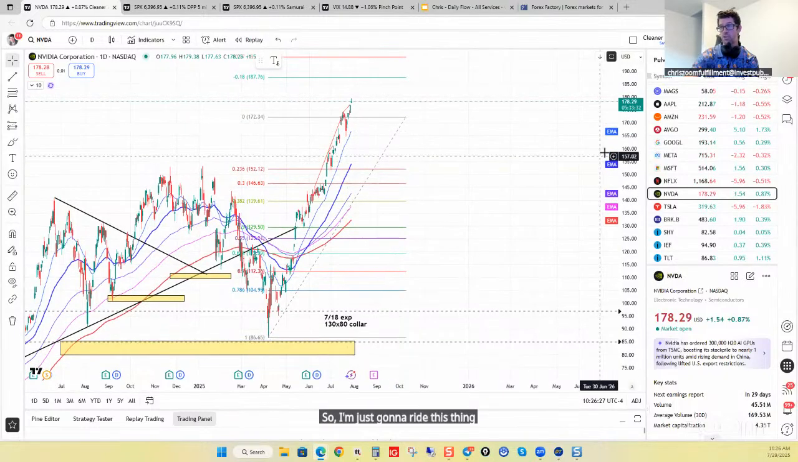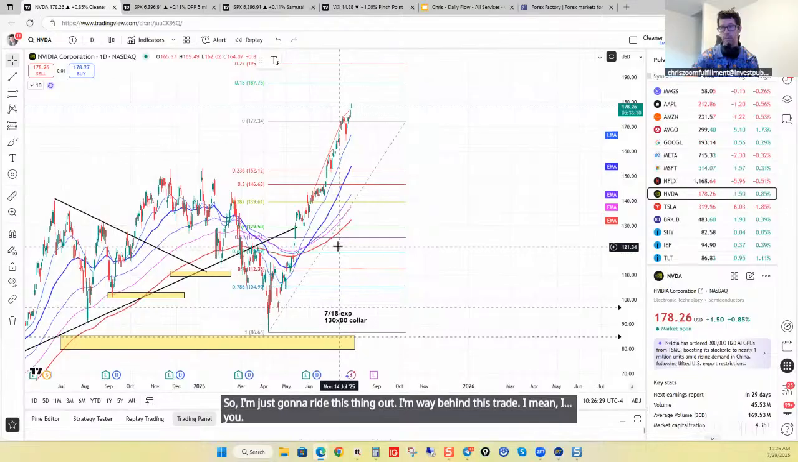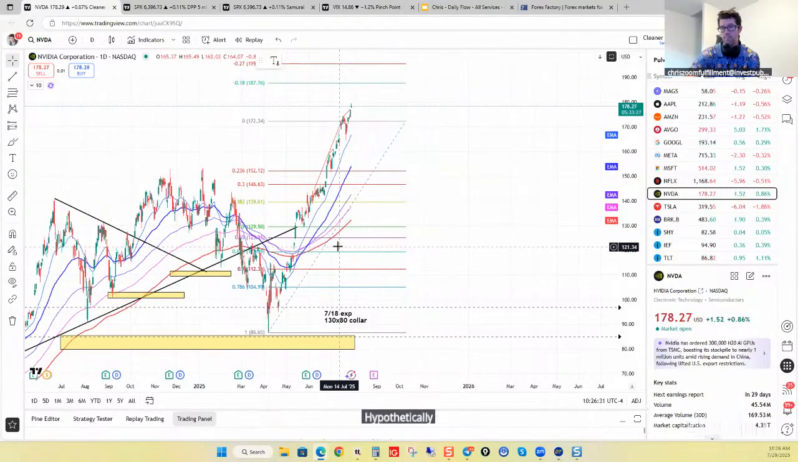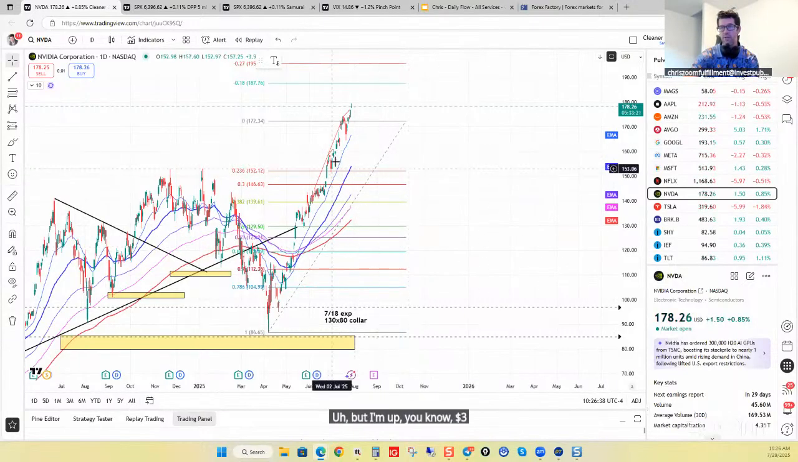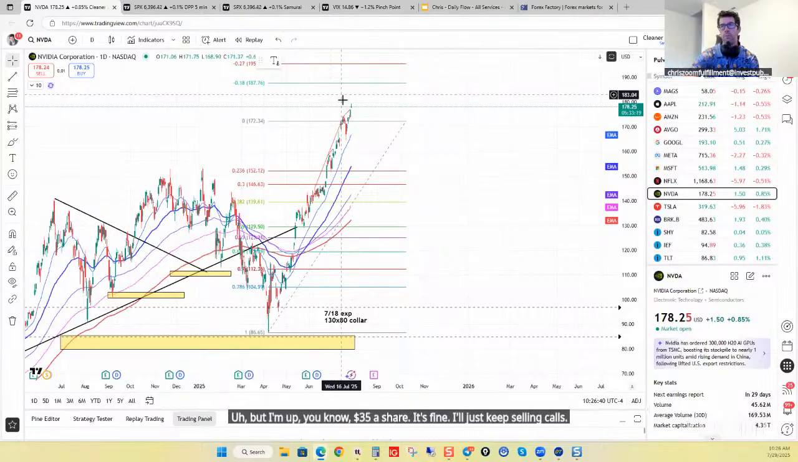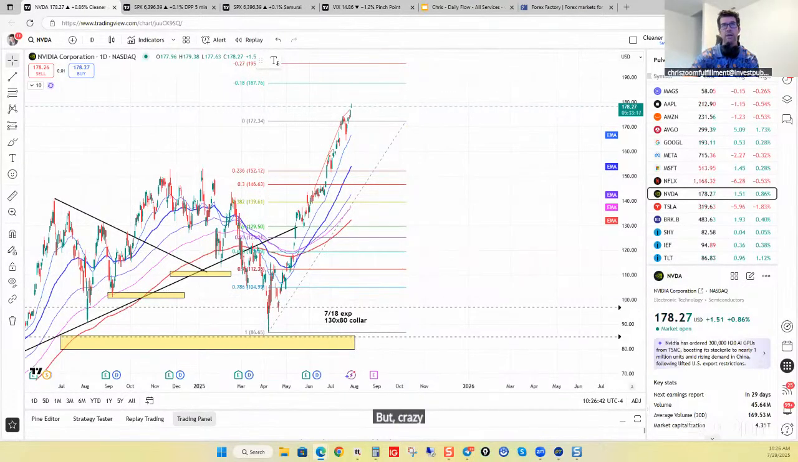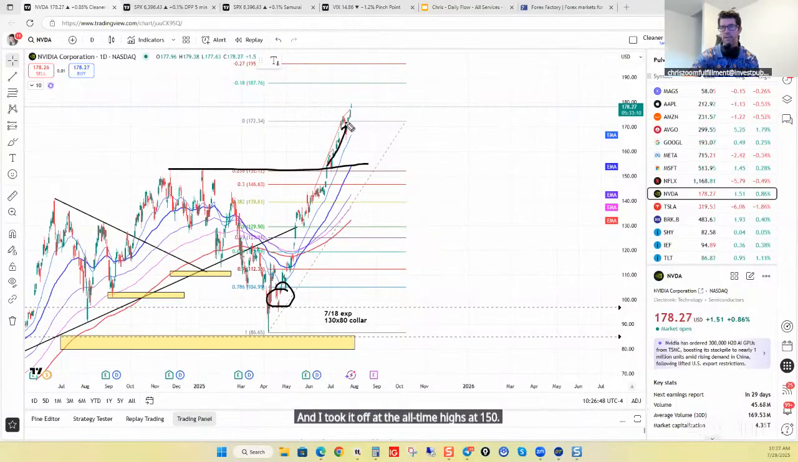I'm way behind this trade. I mean, hypothetically I could be up $70 a share, $75 a share. But I'm up $35 a share. It's fine. I'll just keep selling calls. But crazy, I did buy it when it was down towards $100. I bought it at 100 and I took it off at the all-time highs at 150. So I did sacrifice a bit of the upside.